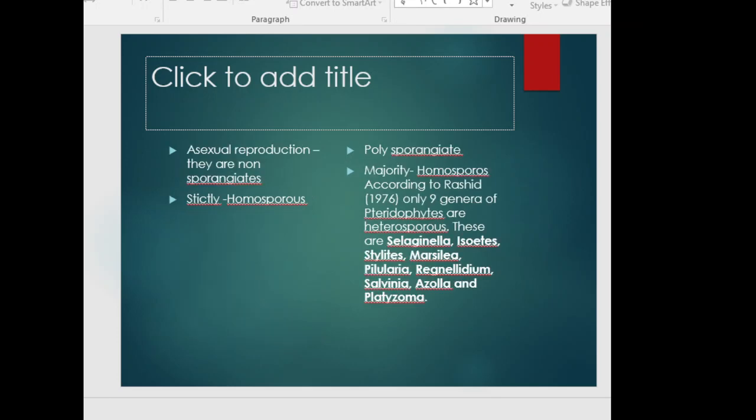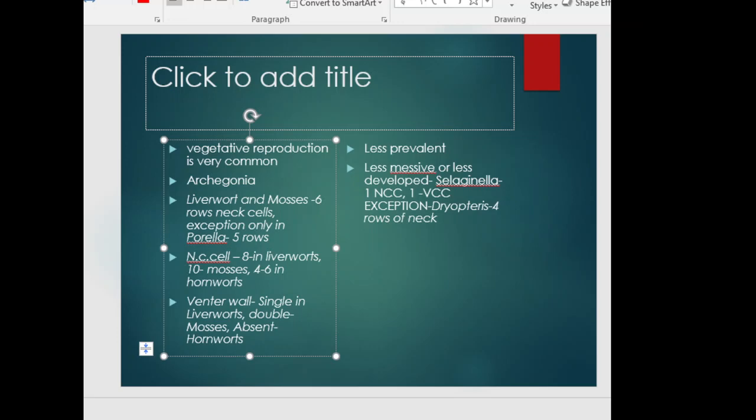Now talk about the reproduction. So asexual reproduction in the bryophyta, they are the monosporangiate, while pteridophyta, they are the polysporangiate. Bryophytes are strictly homosporous, but in the pteridophyta majority is homosporous. Only 9 genera of pteridophyta are heterosporous. They are Selaginella, Isoetes, Stylites, Marsilea, Pilularia, Salvinia, Azolla, Platyzoma and Regnellidium.